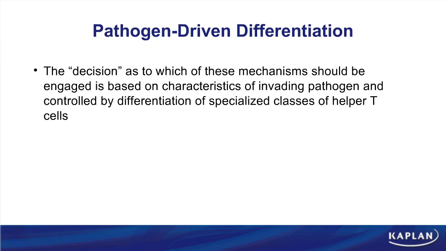Differentiation to these various subsets is essentially driven by the type of infection an individual is having. So what's happened is, since they've started discovering more and more about the different T cell subsets, is that it actually makes a lot more sense.